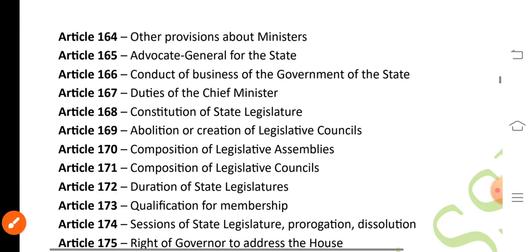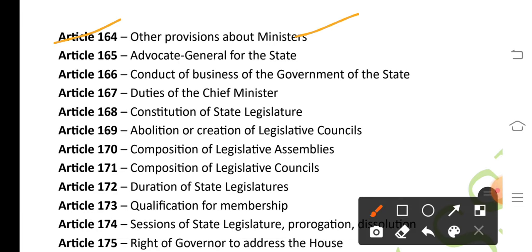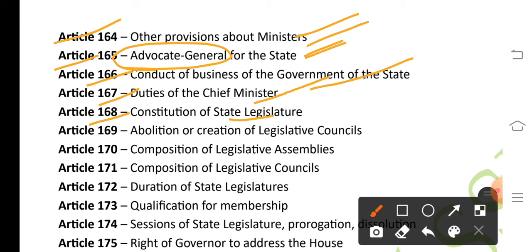Next, 164, this is also important, other provisions about ministers. So 165, Advocate General of the state. So there will be an Advocate General for the state. 166, conduct of business of the government of the state. 167, duties of the Chief Minister. 168, constitution of state legislature. 169, abolition or creation of legislative councils. This is very important. Under which article is there a mention of abolition or creation of legislative councils? That article is 169. 170 is composition of legislative assemblies.